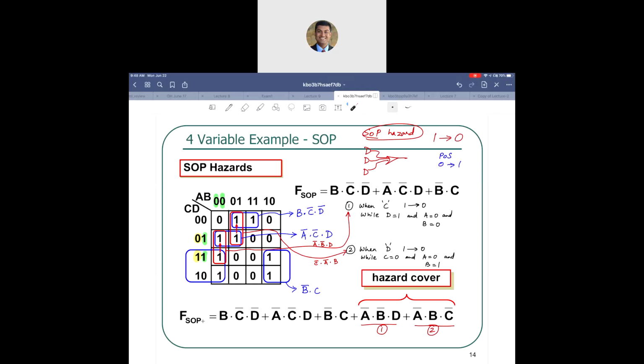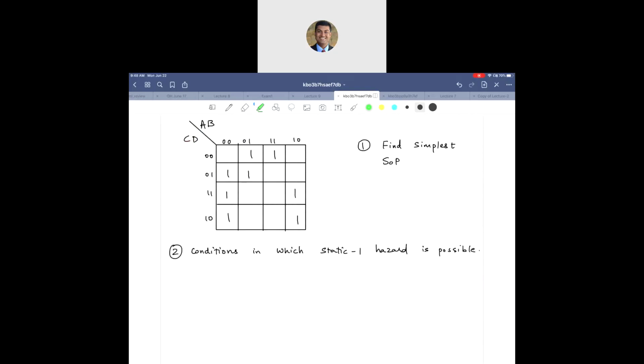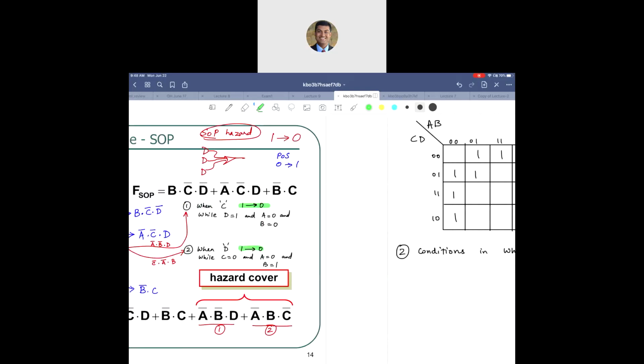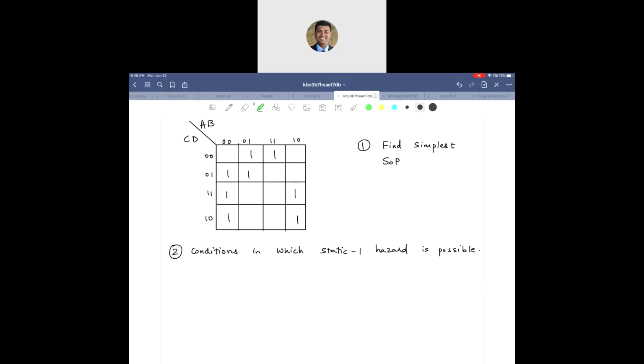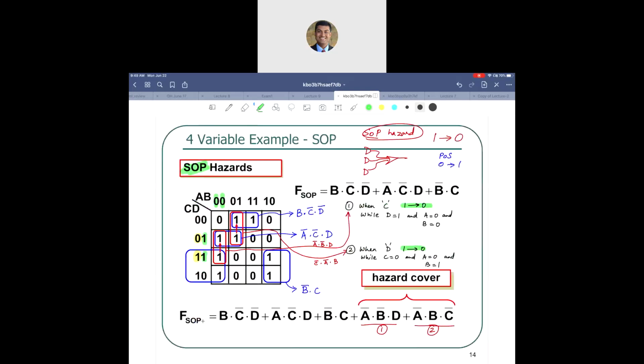So if you are looking at SOP, you will have only 1 to 0, 1 to 0. All right, let's move on here. Conditions. Oh, we already did this, right? We did the conditions here. So let me skip over that. Let me copy paste it actually.